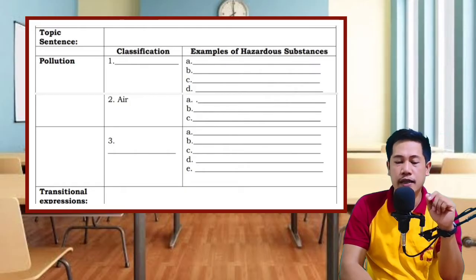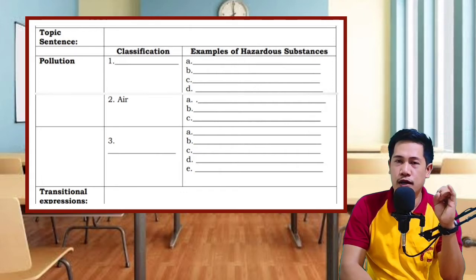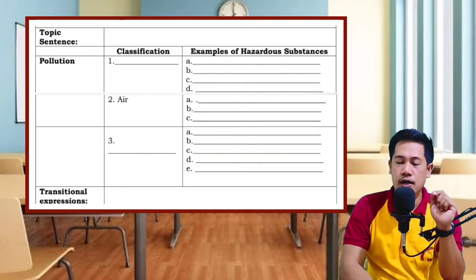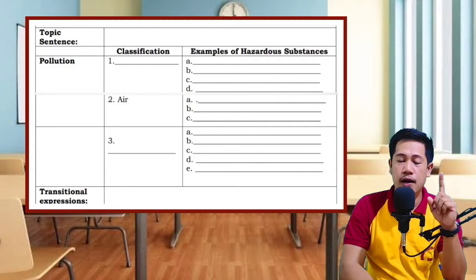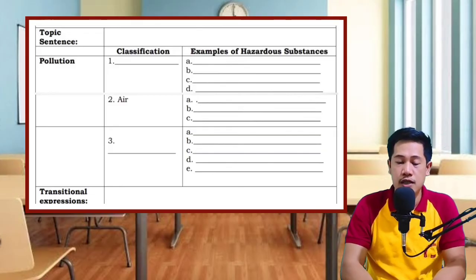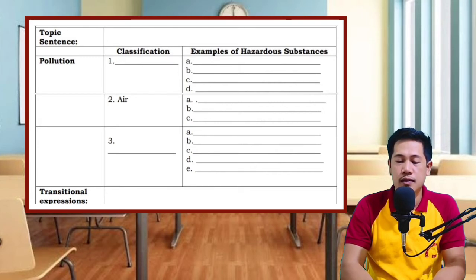So, i-classify natin. Meron di ba tayo na kanina, yung hazardous substances? Yung major types of pollution sa land, air, and water. So, number 1, meron tayong A, B, C, D sa example of hazardous substances. Land muna tayo. Sa land, ano raw yung mga hazardous substances na yon? Pakibasa ulit. Number 1, classification, meron tayo dyan sa land. Example of hazardous substances, A, B, C, D. Okay, next, number 2, air. Meron tayo dyan A, B, C. Okay, number 3, sa water naman tayo.